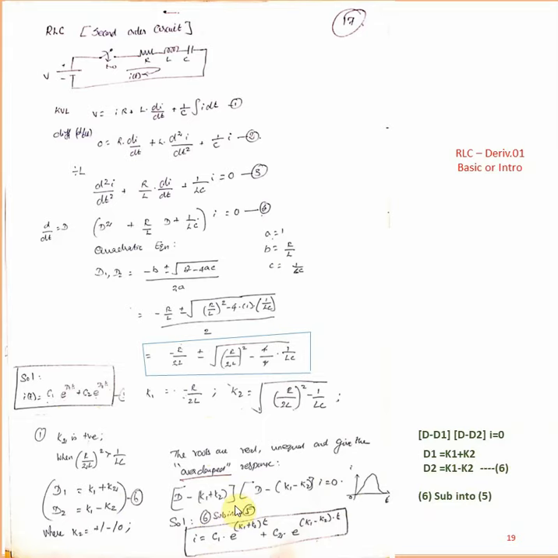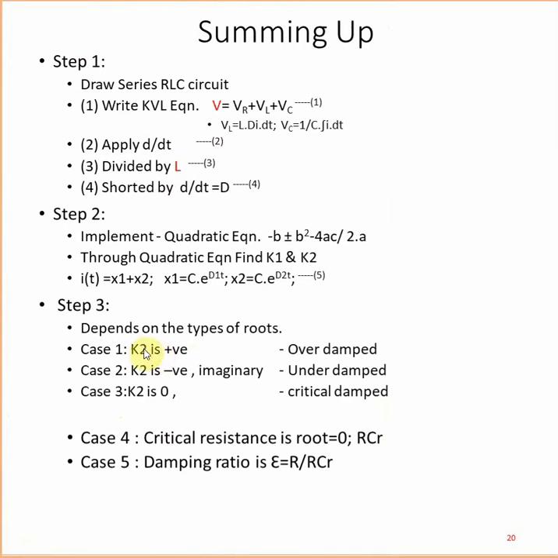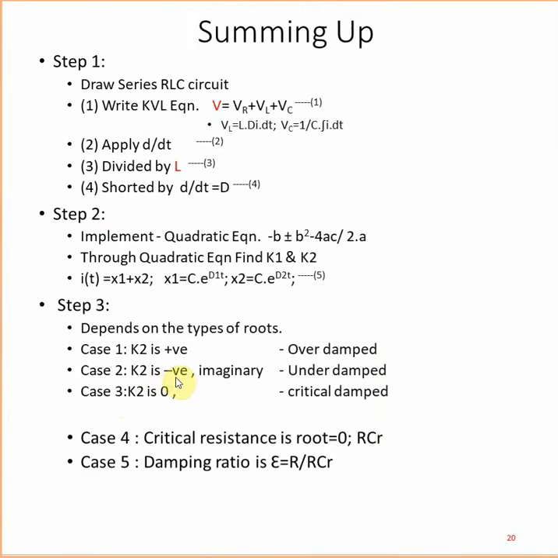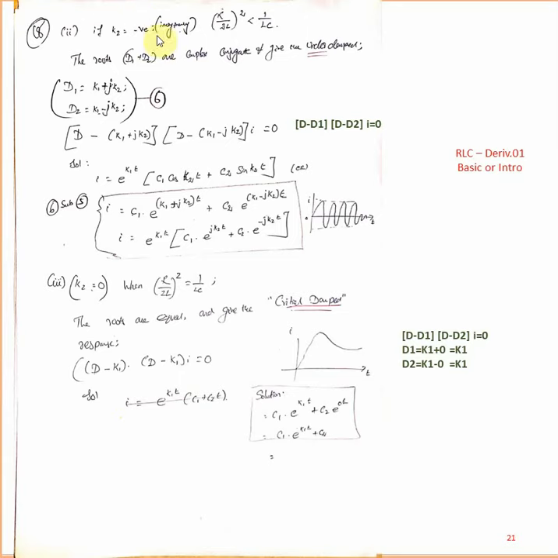So here, k2 is positive. If it is positive, it means R by 2L is high compared with 1 by LC. Next, k2 is negative. Then as usual, if the k2 value is negative, it means R by 2L is less compared with 1 by LC. It is a comparison.